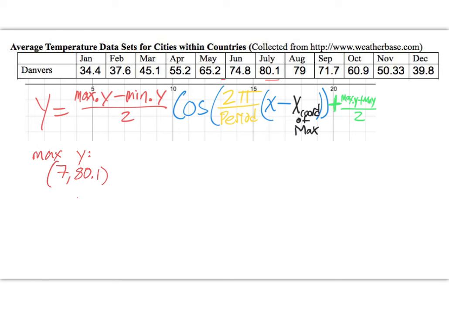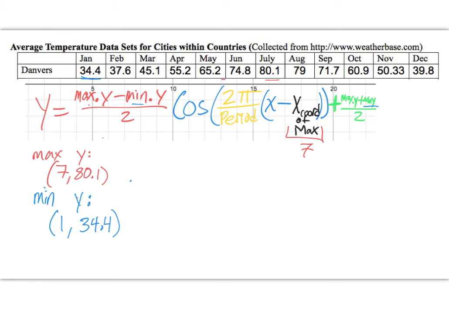That gives me a couple of really important points. The first is that the x-coordinate of the max is going to be 7. The second is that it gives us part of what we need for the beginning and the end of this. All right, so now let's do the minimum y. Probably January or February maybe. It looks like January, and that's going to be at 1, 34.4. This gives me the min y values that I need for the beginning and the end, and it may also give me an idea of the period.